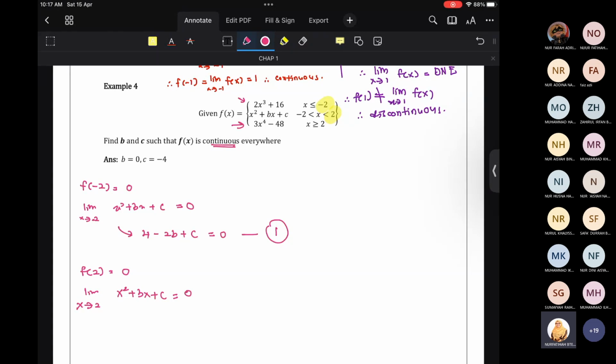So when you substitute, you will get 2 to the power of 2, which is 4. 4 plus 2b plus c equals 0. Okay, so this is equation number 2. Since we have two equations here, solve simultaneously. So simultaneously you will get b equals 0 and c equals negative 4.